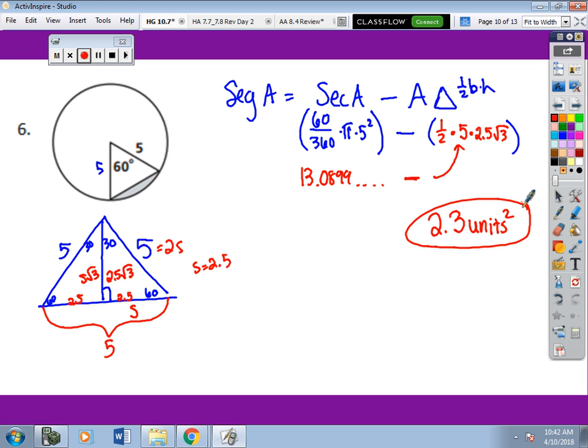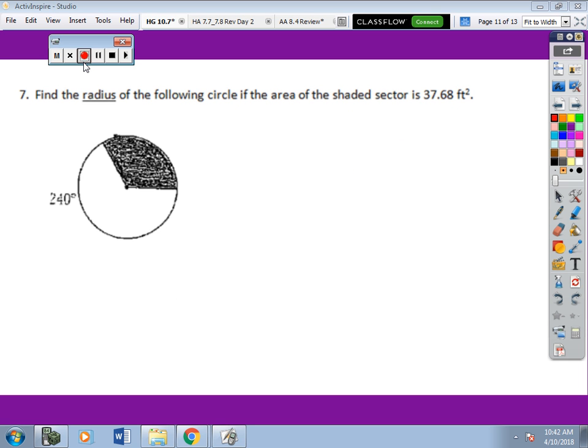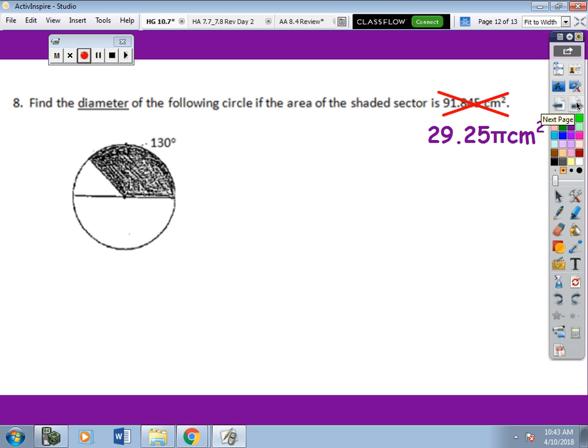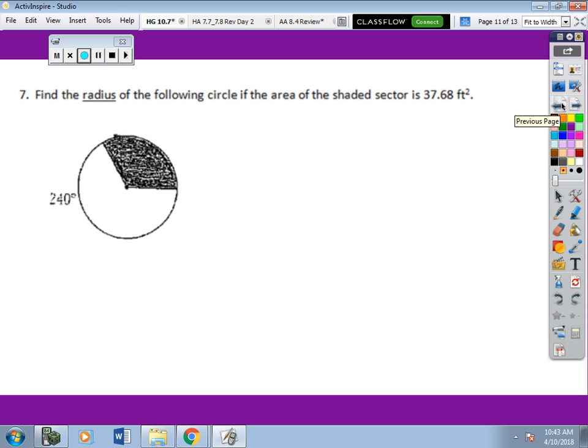That's the hardest the segment gets, is when you have to find the base height. Problems where we have to find the radius or the diameter. Now, those of you that work ahead, for number 8, I'm changing the question. So for those of you that work ahead, number 8 is going to change. I'm going to jot that down. I'll go back. Yeah, 29.25 pi centimeters squared. Because I wanted one in terms of pi and one not in terms of pi.